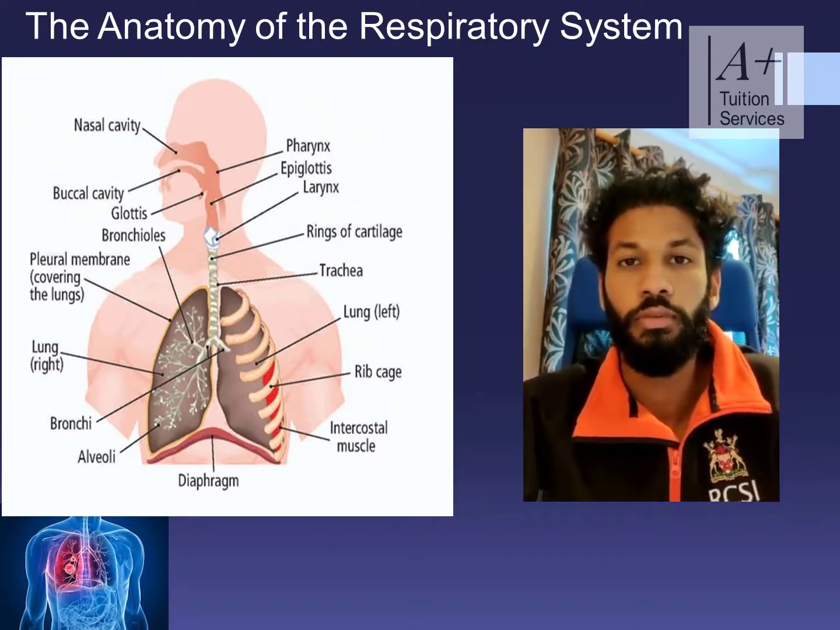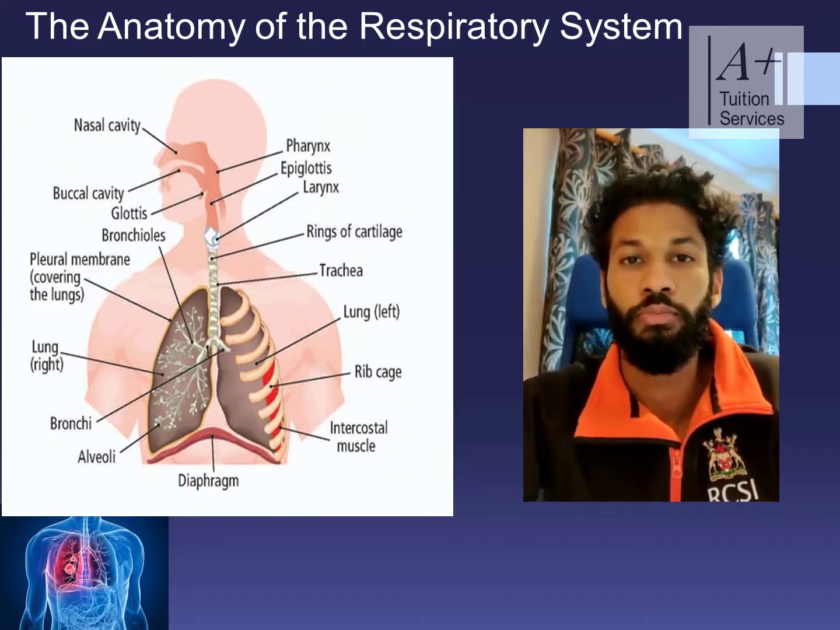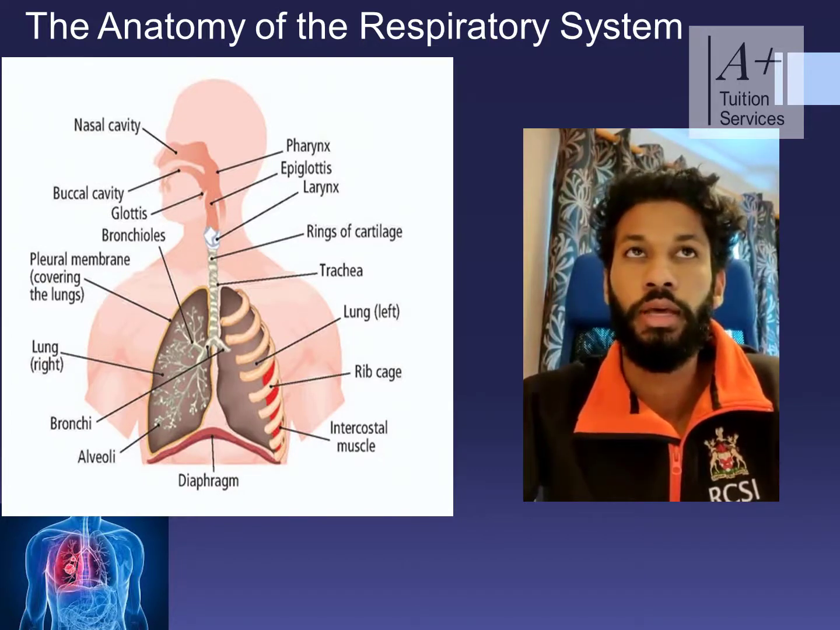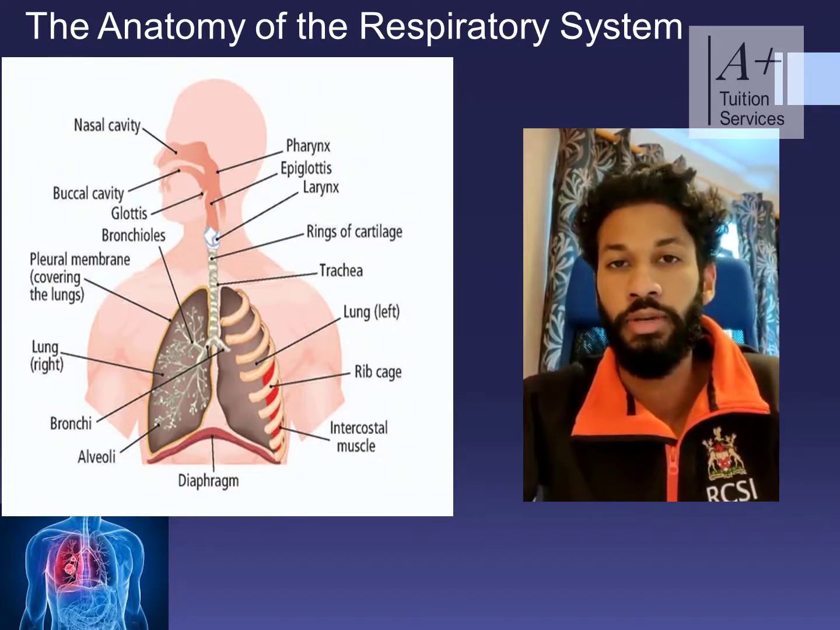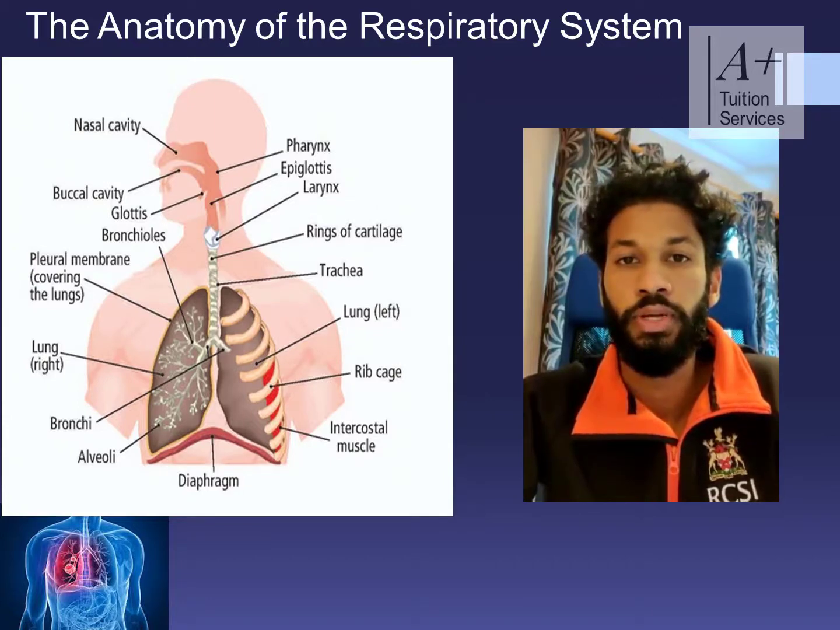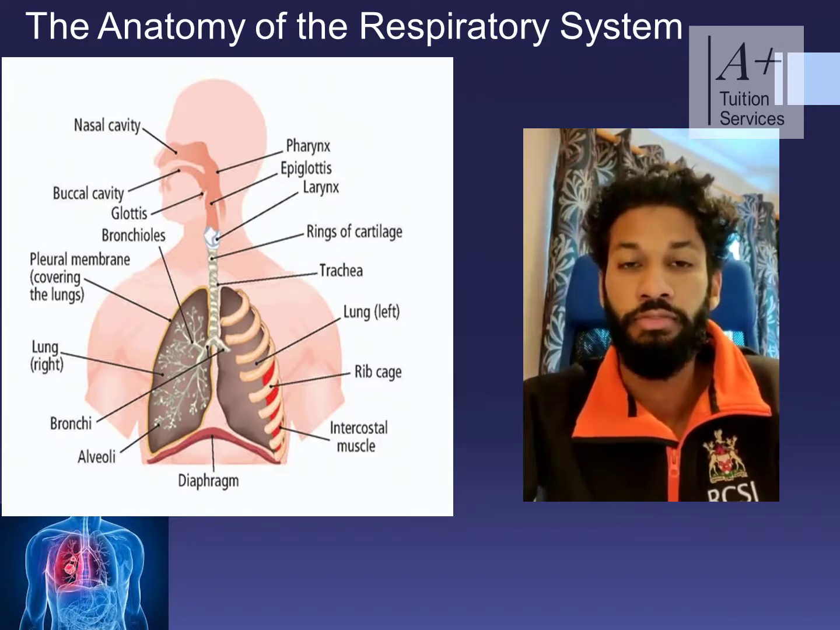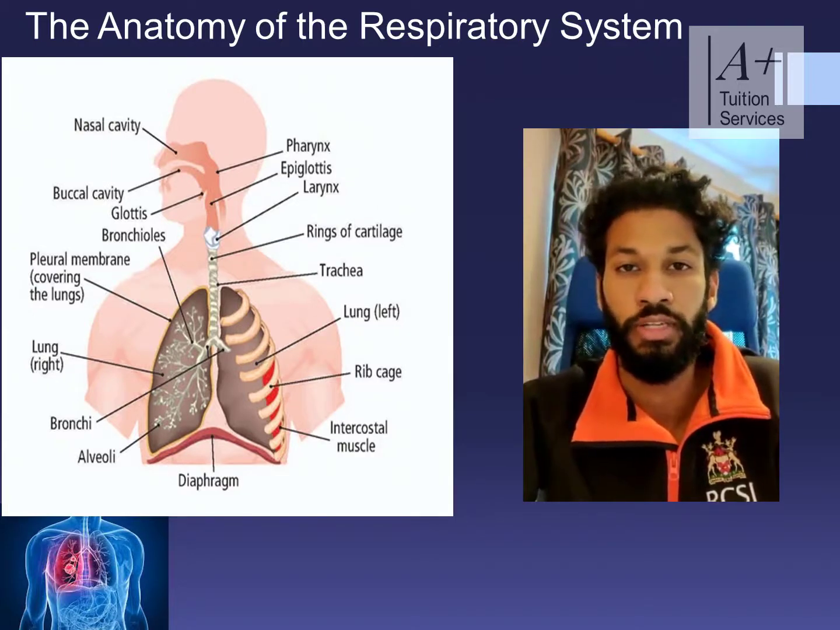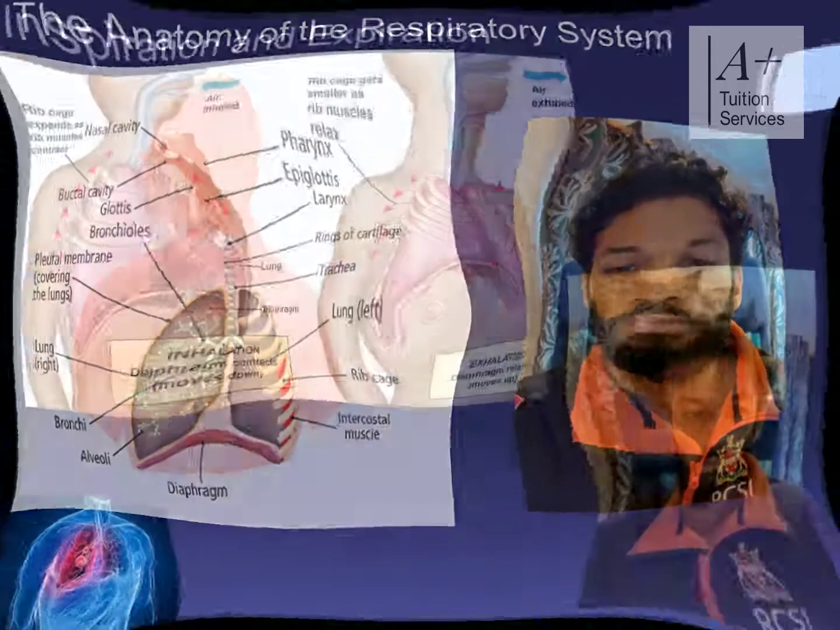There's also the parietal and visceral pleura, which make up the two pleural membranes present between the lungs and the ribs. Between these membranes is pleural fluid, which acts as a lubricant that prevents friction between the lungs and the rib cage during breathing.